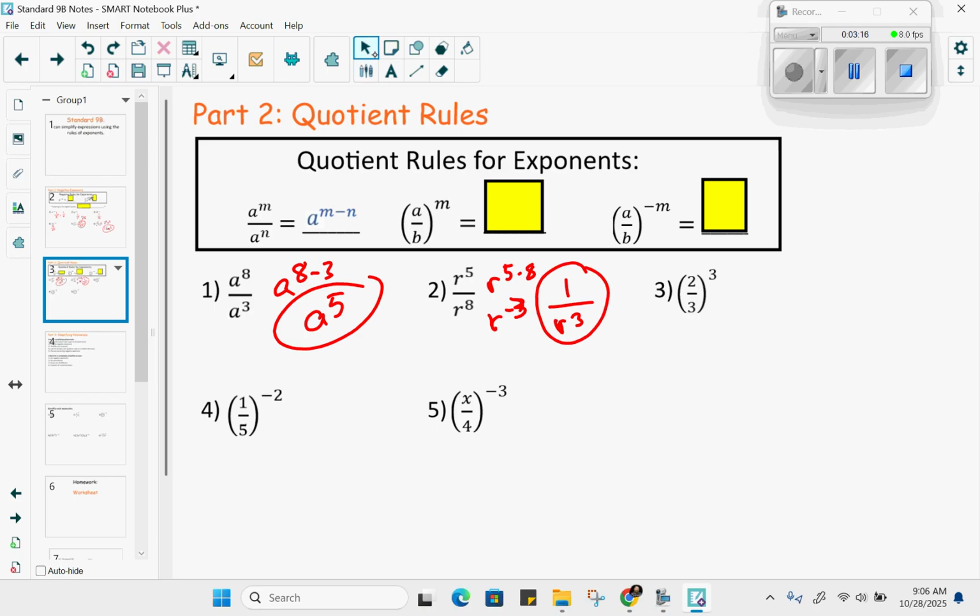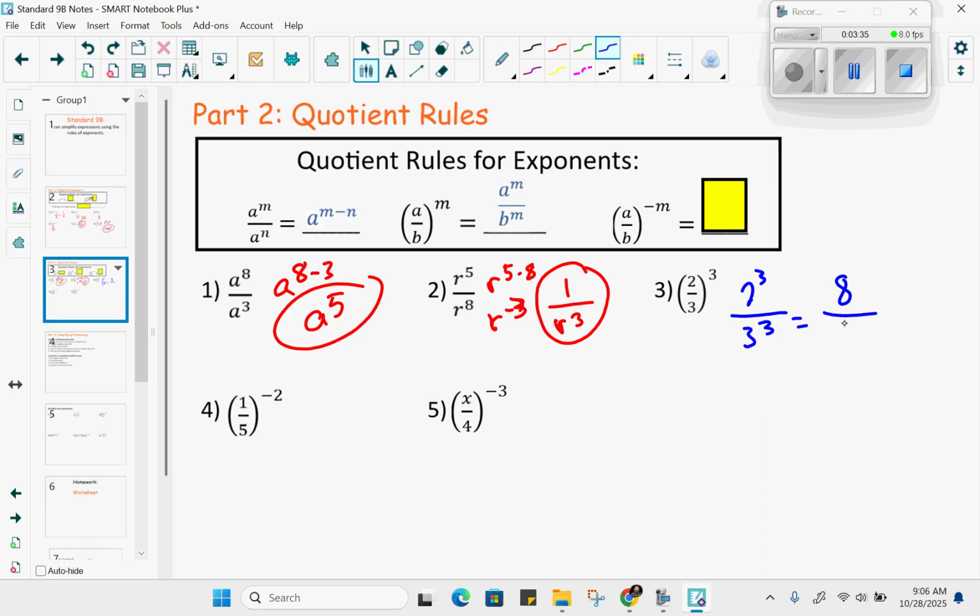Next set of rules is if I have a over b raised to the m power, that's really a raised to the m and b raised to the m. We're going to distribute that just like we did when they were being multiplied. So for example 3, I have 2 over 3 raised to the third power. So I'm going to have 2 to the third over 3 to the third. That's going to be 8 over 3 to the third, which is 27. You'd probably want to simplify that if you could, but we can't.